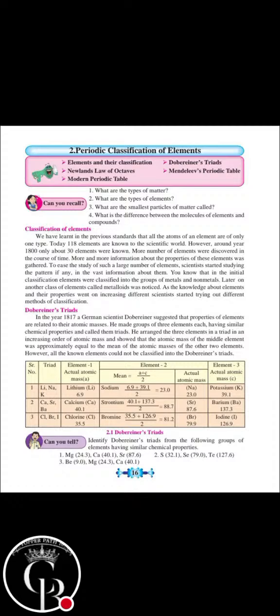So first, lithium, sodium and potassium. Lithium is 6.9, sodium is 23.0, and potassium is 39.1. Lithium 6.9 plus potassium 39.1, divided by 2, is equal to 23.0, which is the atomic mass of sodium.